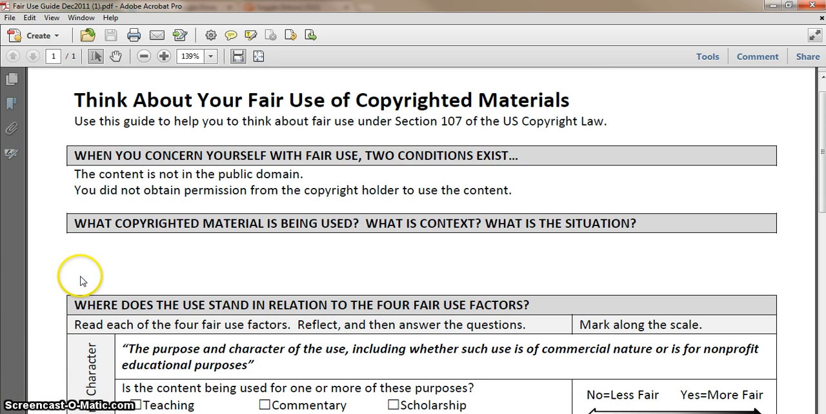So this is the first part of it. When you concern yourself with fair use, two conditions exist. The content is not in public domain. You did not obtain permission from the copyright holder to use this content. So if you didn't do either of those things, then you should not use it, and you should tell your students that they should not use it.